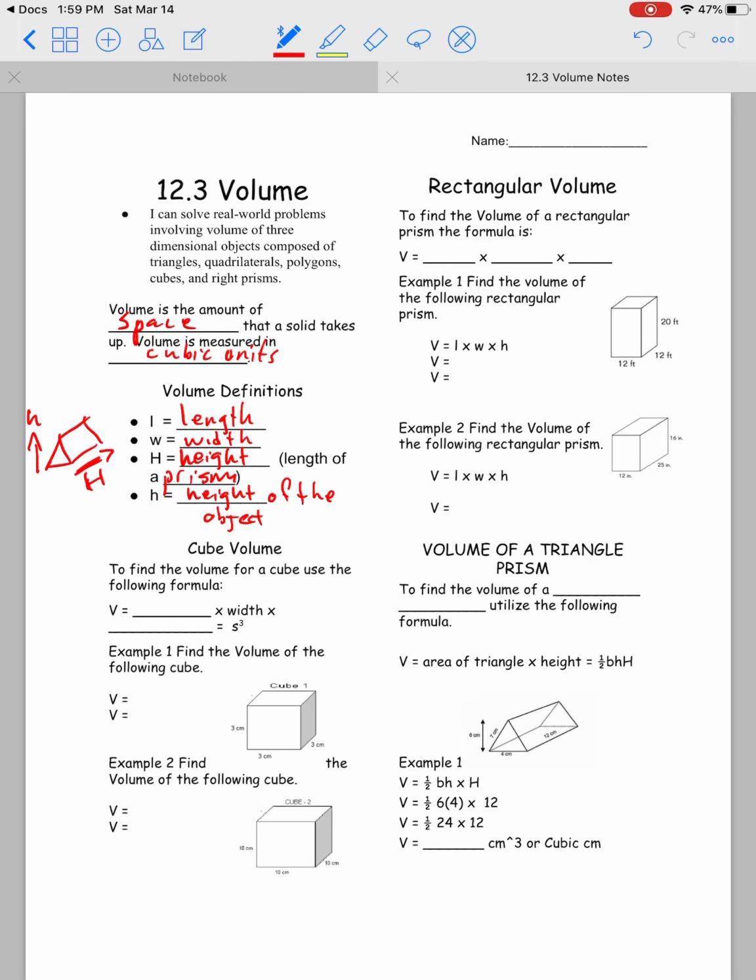Now, some quick formulas to look at. Your volume is length times width times height, or LWH. In this case, when we're looking at this square right here, it's 3 by 3 by 3. This is a cube, right? So it is 3 times 3 times 3. 3 times 3 is 9, and 3 times 9 is 27. So it's going to be 27 centimeters cubed. Remember, the units is cubed.